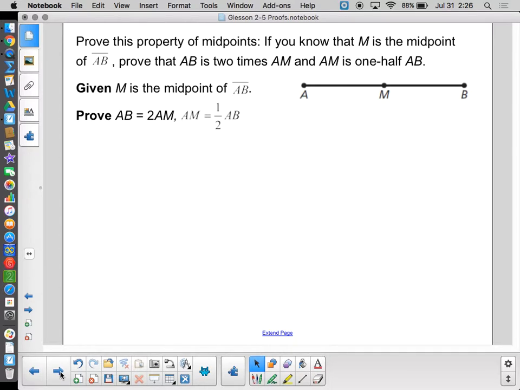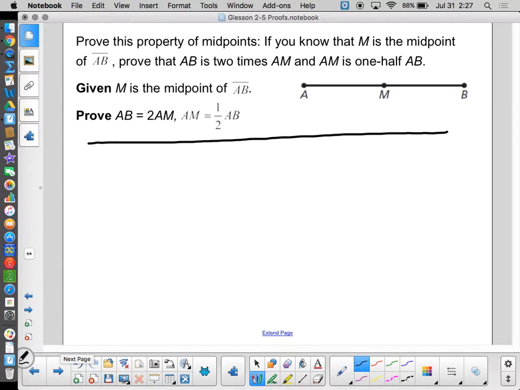Given M is the midpoint of segment AB, prove that AB equals 2AM, or AM equals 1/2 AB. Okay? So we want to prove both things. So here we're going to go. Here we go. First step. First step should always be easy because it's whatever we're given. M is the midpoint of AB.